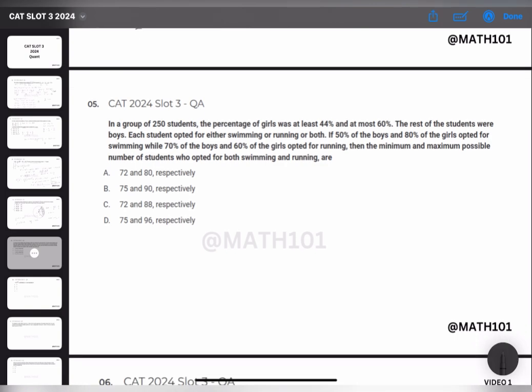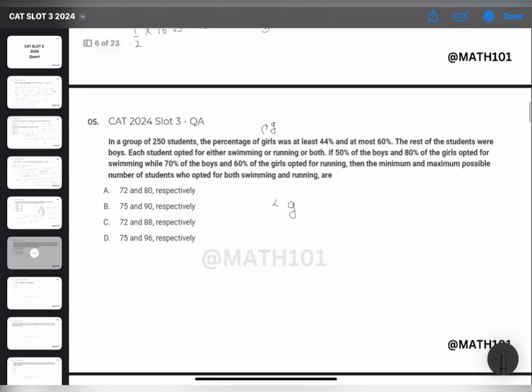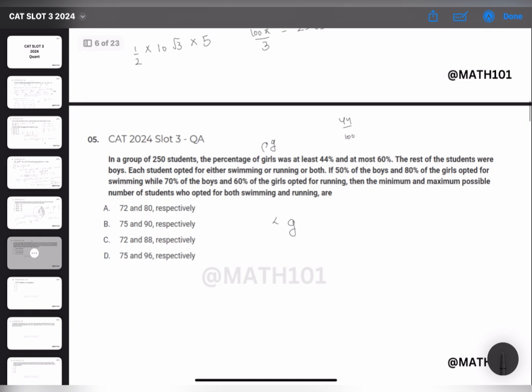Moving on, in a group of 250 students, the percentage of girls was at least 44 and at most 60. So let the number of girls be G, number of boys will be B. We have G greater than 44 by 100 into 250, which is 110, and it is less than 60% of 250, which is 150. The rest of the students are boys, so the number of boys is less than 140, greater than 90.